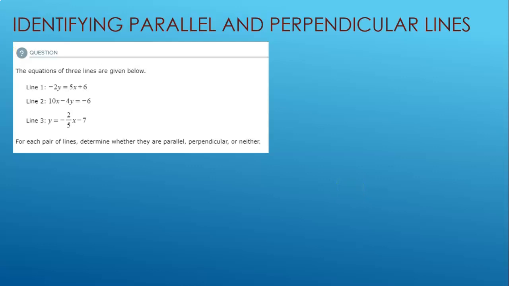All right, I want you just to start on this one by putting line 1, line 2, and line 3 in slope-intercept form. Hint, hint, line 3 is already done for you. Go ahead and do that now, and we'll do line 1 and 2 together.